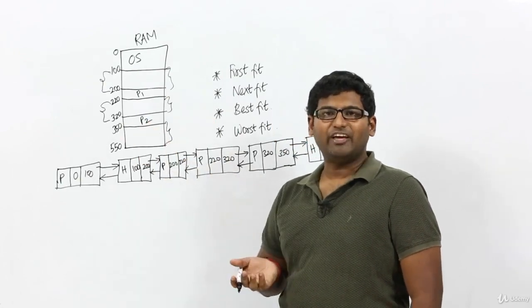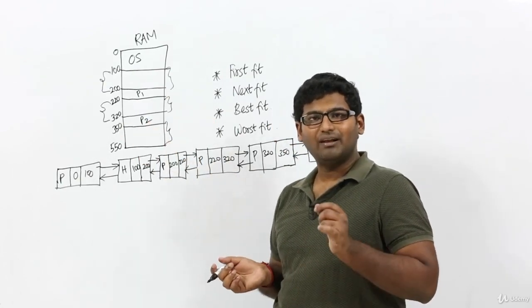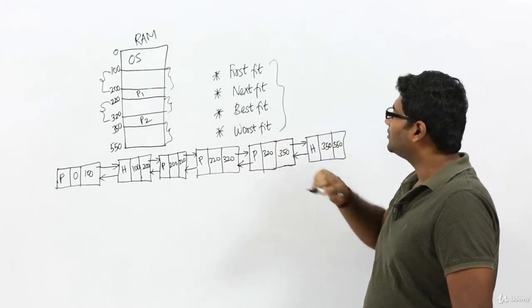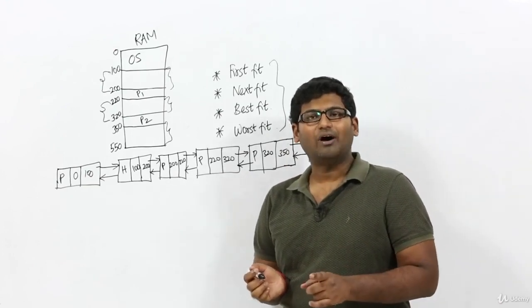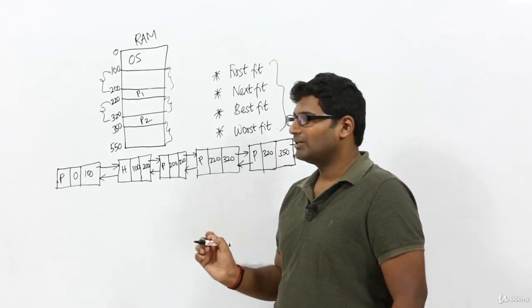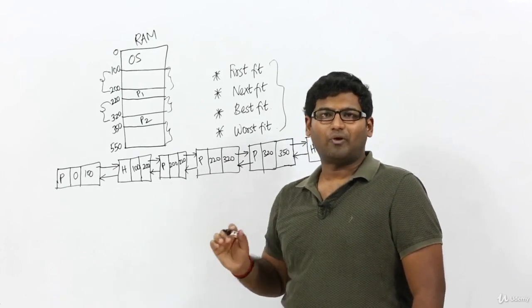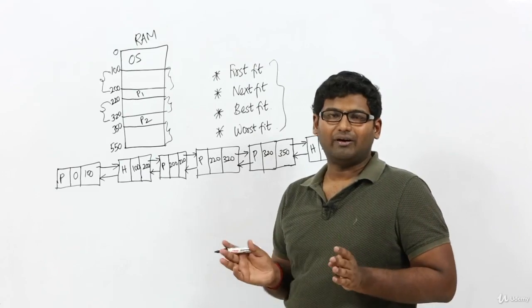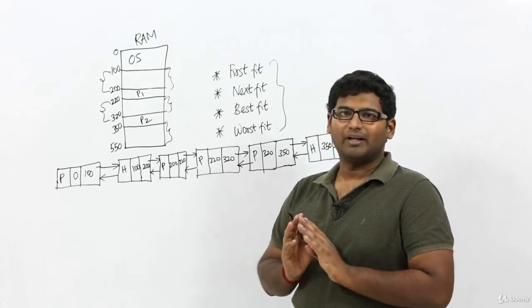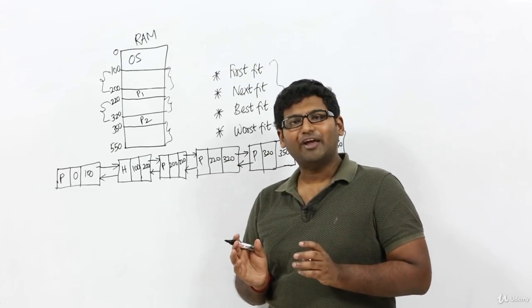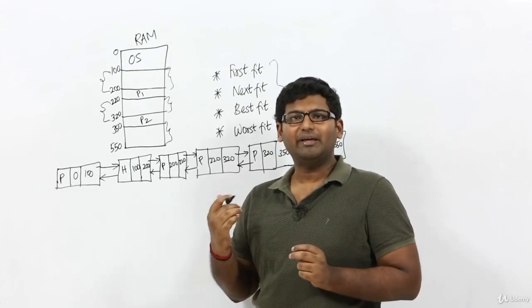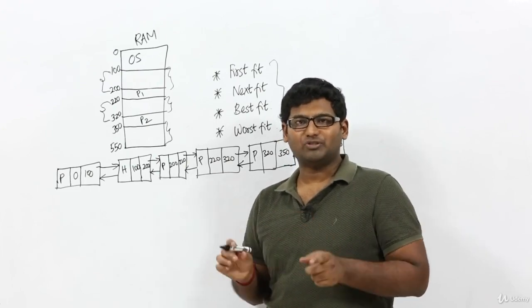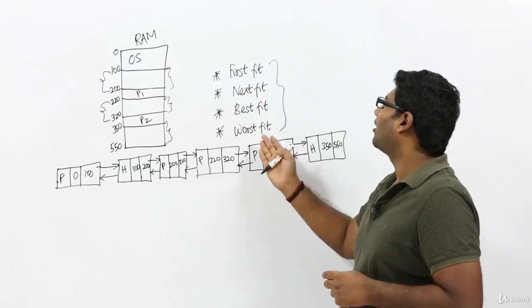Now among these various possibilities, how can we decide on a single hole? For this we use these algorithms. The first point is that we only consider the holes which are big enough to hold the process. If the size of the hole is less than the size of the process, then definitely we cannot accommodate our process inside that hole. That's for sure. Now, if we have more than one hole which is big enough to hold our process, we need to decide among the various possibilities. For that we use these four algorithms.